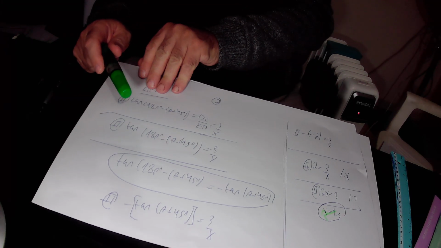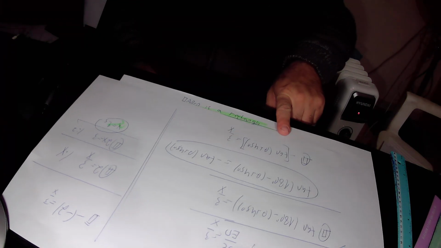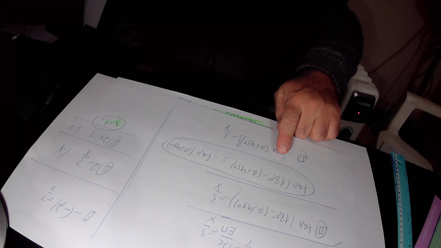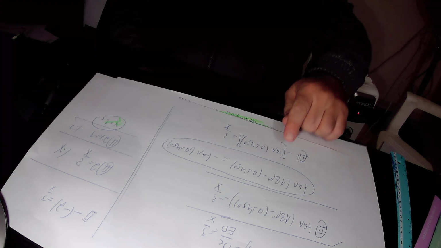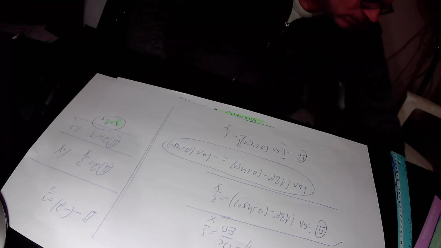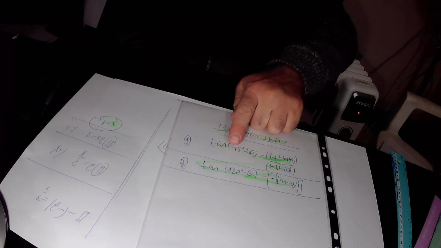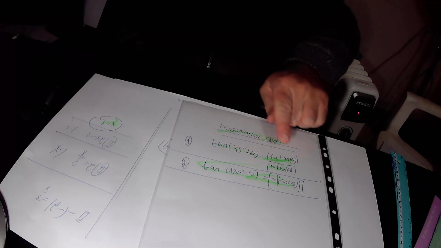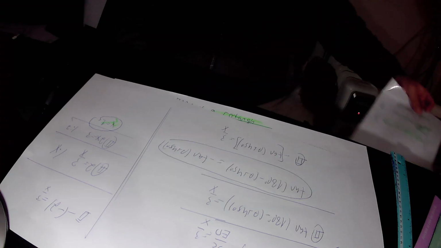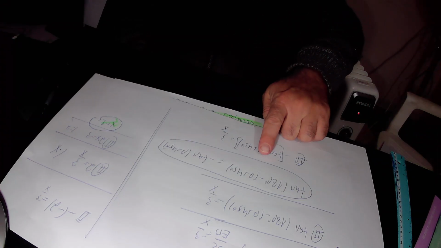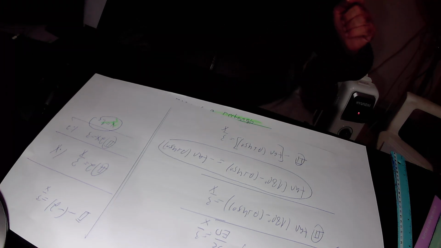Here we have the trigonometric identity that says tangent of (180 degrees minus theta) equals minus tangent theta. So according to this identity, tangent of (180 degrees minus (theta plus 45 degrees)) equals minus tangent of (theta plus 45 degrees). Okay?